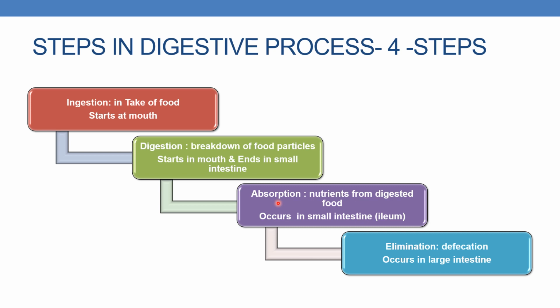And finally absorption, that is absorption of nutrients from the digested food. It occurs in the small intestine, especially the ileum. And the final step is elimination, that is nothing but defecation. It occurs in the large intestine.